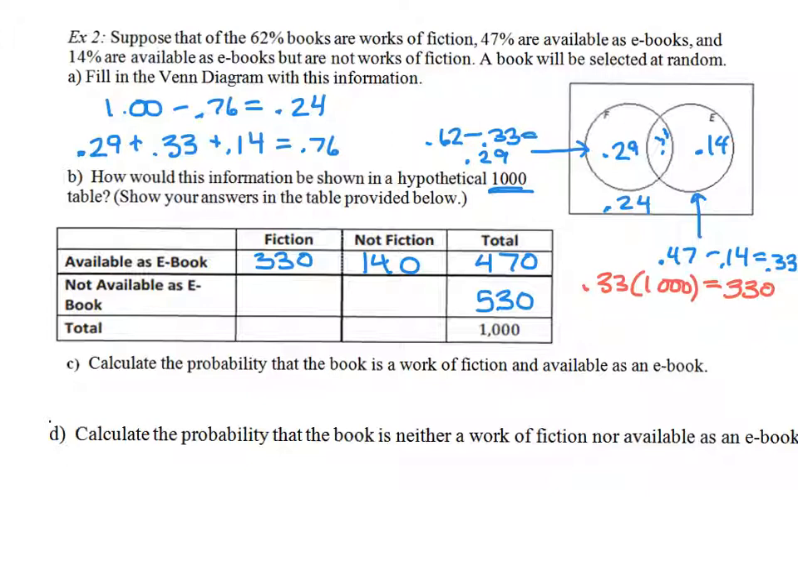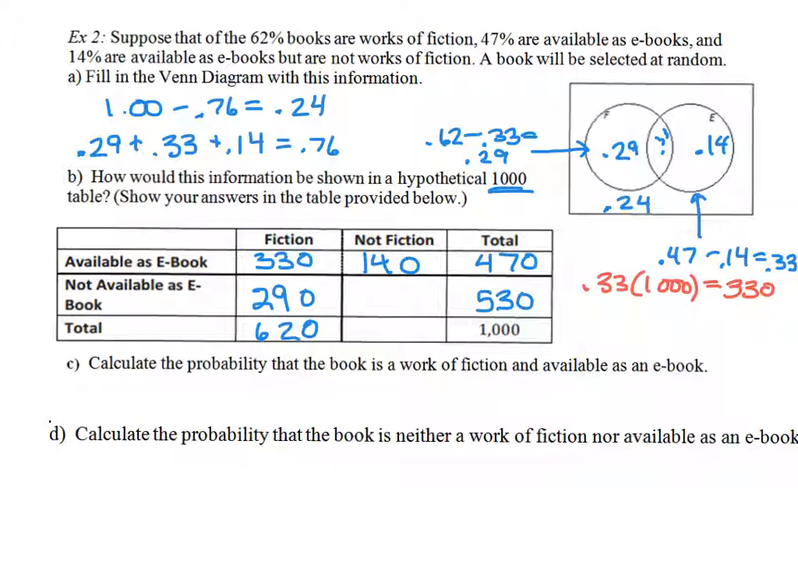If I want to say the number of books that are fiction, I could look at the ones that are not available as ebooks. So that would be this 29% over here. 29% of 1,000, 290. Add those two together and that's giving me 620. And again, that answer makes sense because it says 62% of the books are works of fiction. I'm going to go ahead and subtract and see my other numbers here.